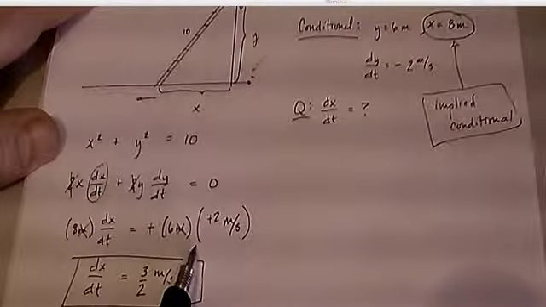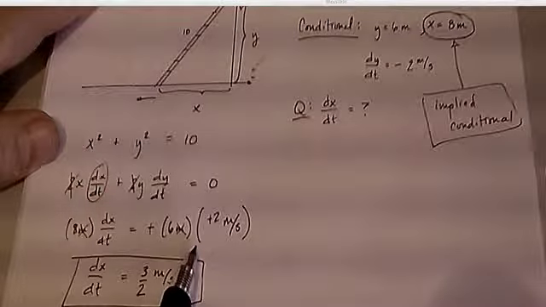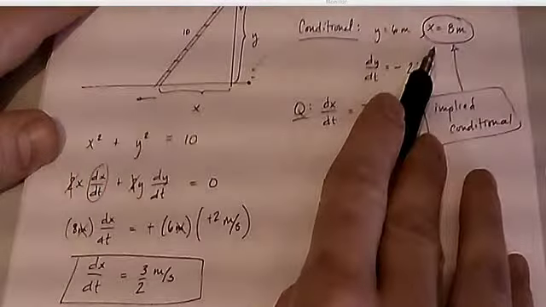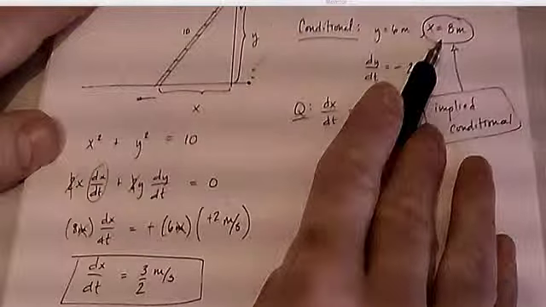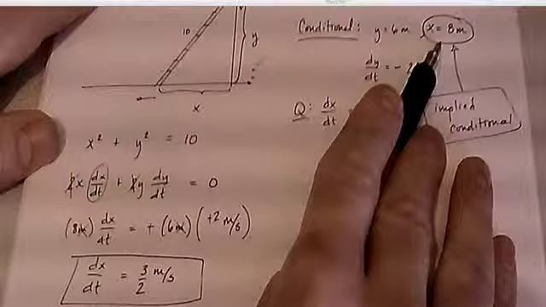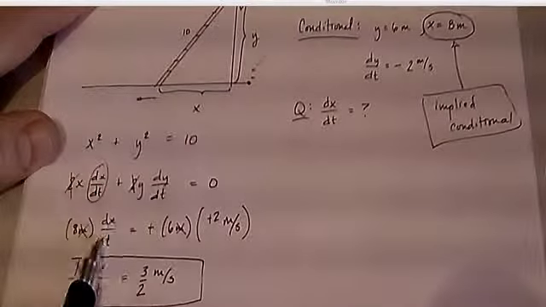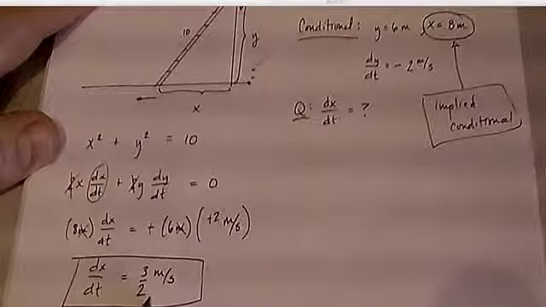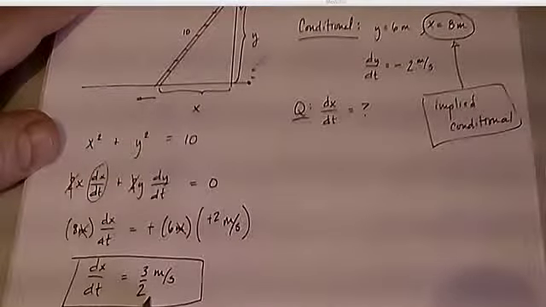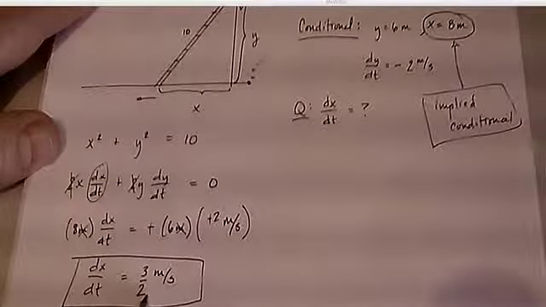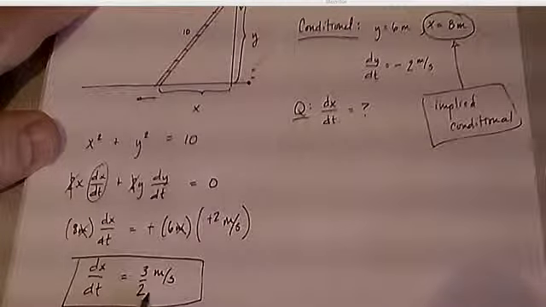I need to plug in. If I'm missing any information, I need to go back to the conditional and see if there's any implied conditional information that I missed. And then I need to solve for what I'm asked to solve for. That's basically it, guys. That's how related rates run. But they do get rather complicated.